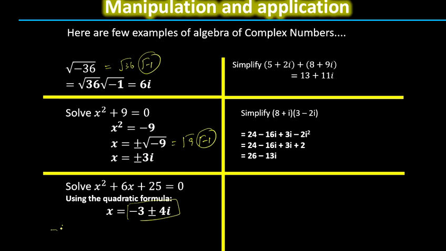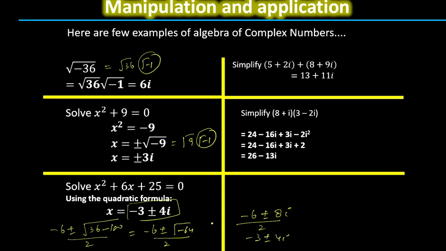Minus b plus minus under root b squared minus 4ac divided by 2a. So minus 6 plus minus root negative 64 divided by 2. Root negative 64 I can rewrite as negative 6 plus minus 8 iota, because 64 is the square of 8 and negative 1 is replaced by iota. If I take 2 common, minus 3 plus minus 4 iota, same is the result.